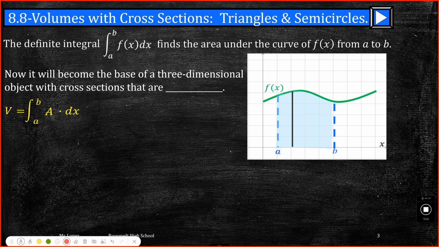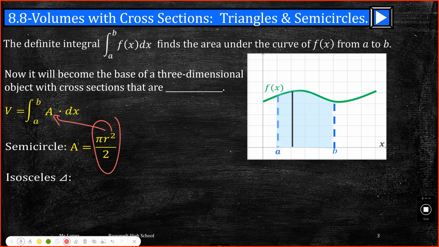So if it is a semicircle, what do you think the area of a semicircle is going to be? What's the area of a circle? Pi r squared. And then what's half a circle? A semicircle, divided by 2. So it's going to be pi r squared divided by 2. That's what's going to go in there.